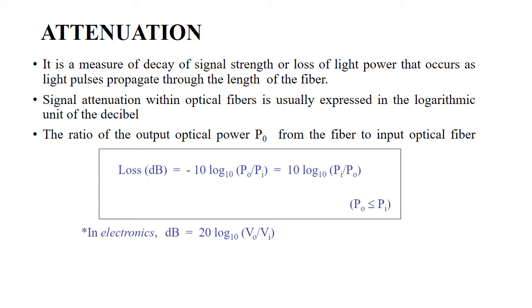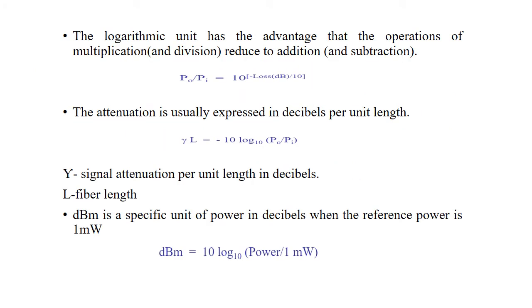The signal attenuation within optical fibers is usually expressed at a particular optical wavelength. As light travels along the fiber, its power decreases exponentially with distance. The logarithmic unit has the advantage that the operations of multiplication and division reduce to addition and subtraction. That is, P0 by Pi is equal to 10 to the power of minus loss in decibels by 10.